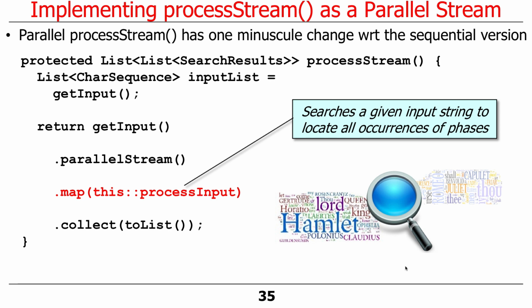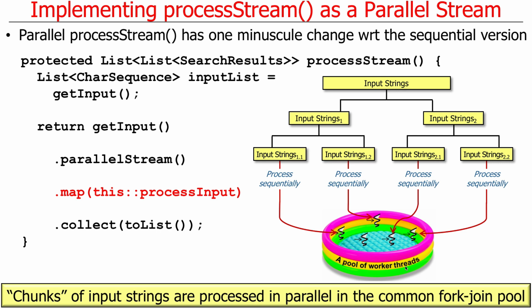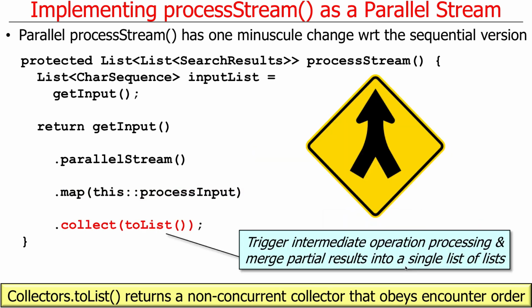Okay, so processInput searches a given input string to locate all the occurrences of the phrase. What we're going to do here is have the input strings, which we get from getInput, and each of those things is going to be processed in parallel. Chunks of the input strings are processed in parallel on the common fork join pool. When collect is hit, it triggers the intermediate processing, and it merges everything back into a single list of lists.